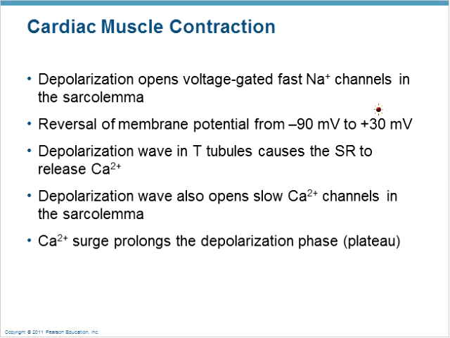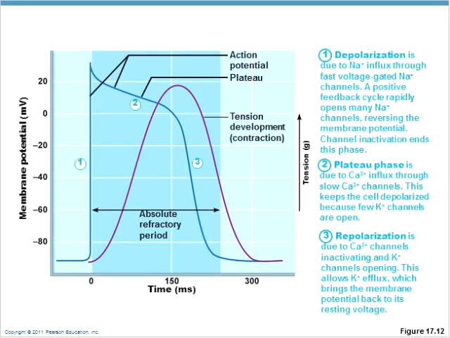The depolarization wave in the T-tubules causes the sarcoplasmic reticulum to release calcium. The depolarization wave also opens the slow calcium channels in the sarcolemma. The calcium surge prolongs the depolarization phase, creating what's called a plateau. And here we have it.